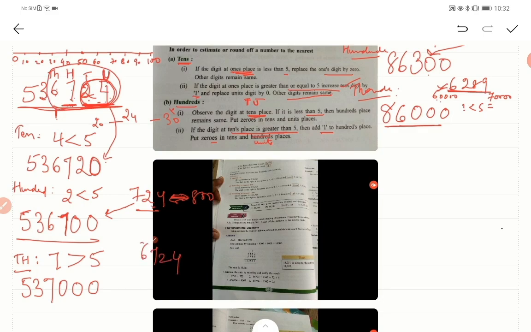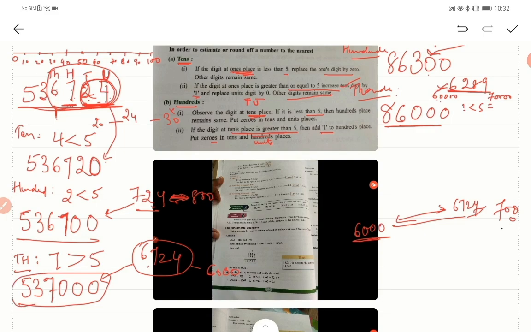Okay, we are approximating it to the nearest thousand place, that is 7000. We are not approximating it to 6000, because 6000 is very far away. 6724 is near to what? 7000, isn't it? Since 6000 is very far, you are not approximating it to this, so you'll take 7000.